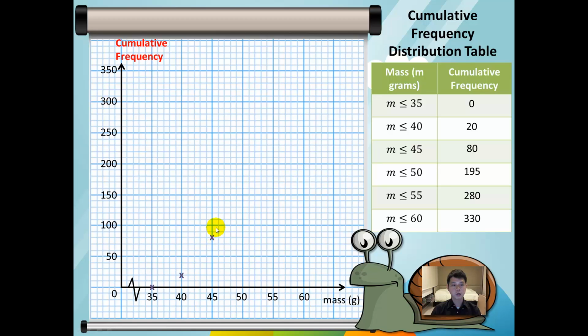(50, 195), which is here. Then we have (55, 280), which is here, and finally (60, 330), which is here. Can you imagine how the curve will look like?